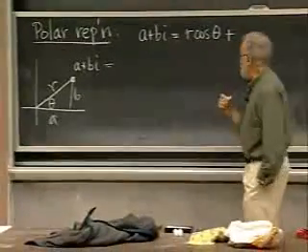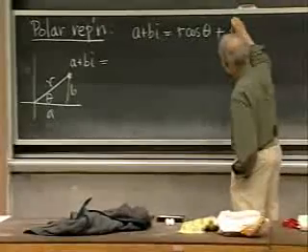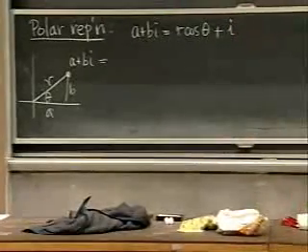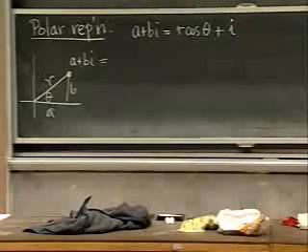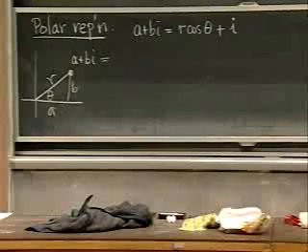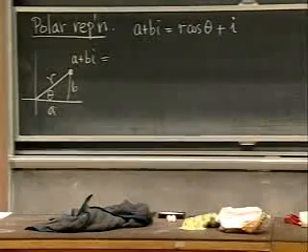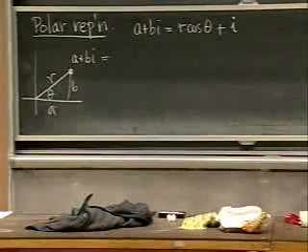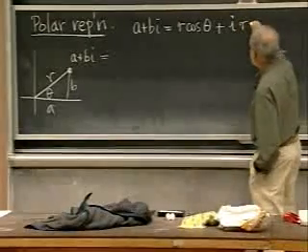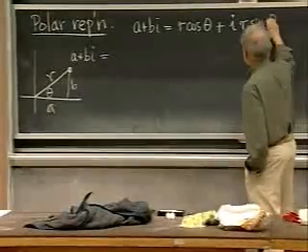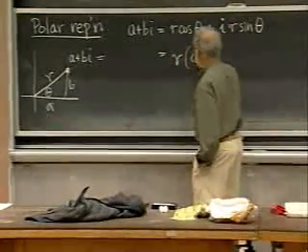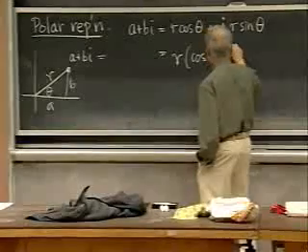Now, it would be customary at this point to put the i in front, just because it looks better. The complex numbers satisfy the commutative law of multiplication, which means it doesn't matter in multiplication whether you put i in front or behind. It's still the same answer. So this would be r cosine theta plus i times r sine theta, which of course will factor out and make it r times (cosine theta plus i sine theta).